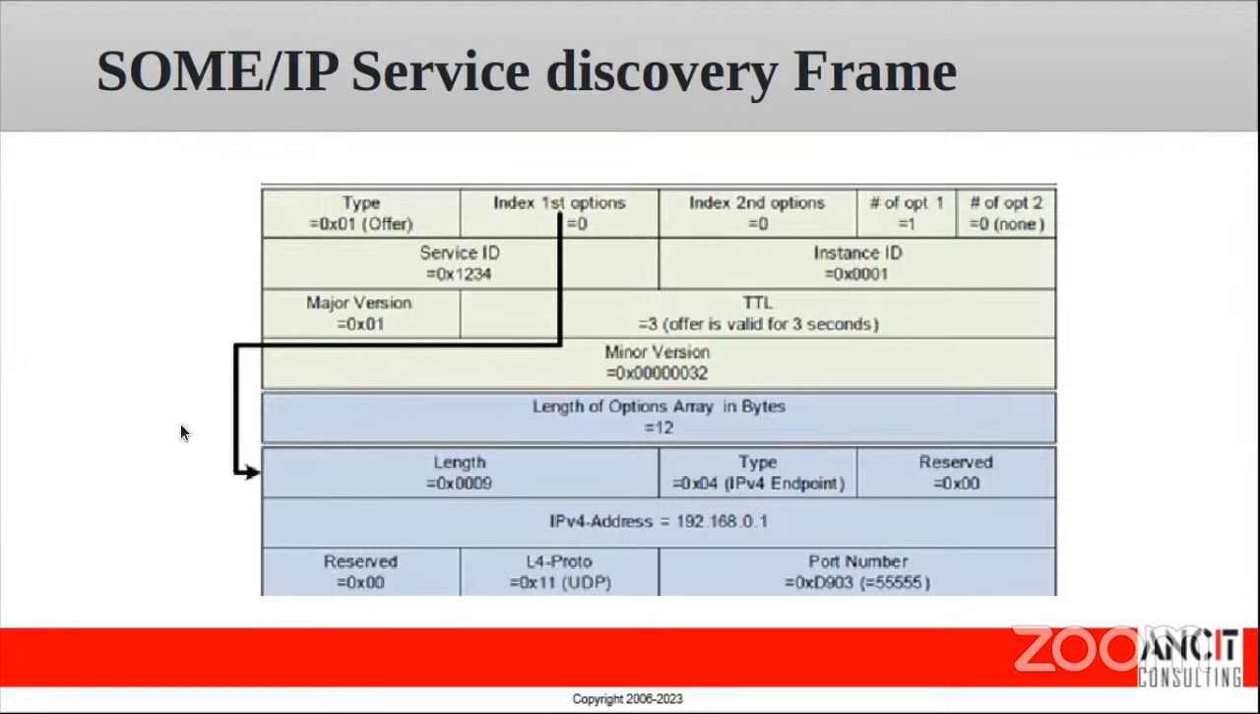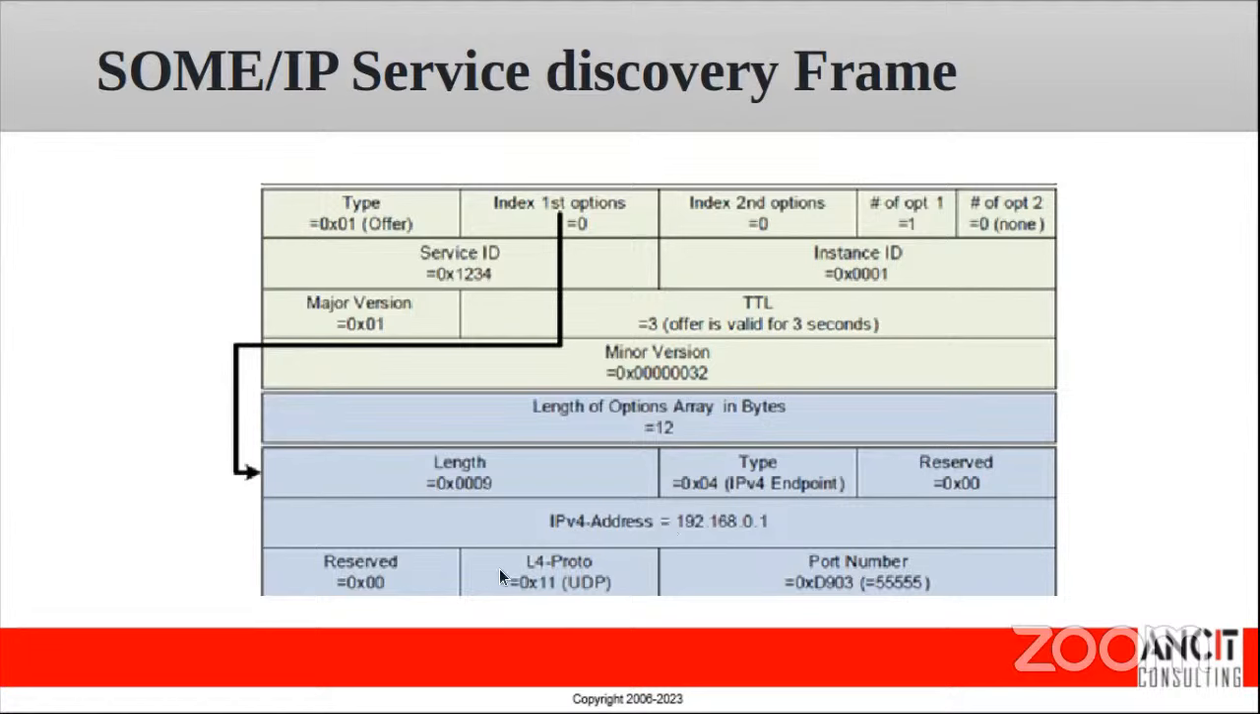Next, I am going to update the index. It has some details: length of the array, and here we can see the length of the header. This is the header length. It will indicate the type, which IP version we are using here. IP version 4, it has mentioned version 4. Next, it was reserved, and this is the IP address. We can see this is the IP address for the UDP protocol or TCP protocol.